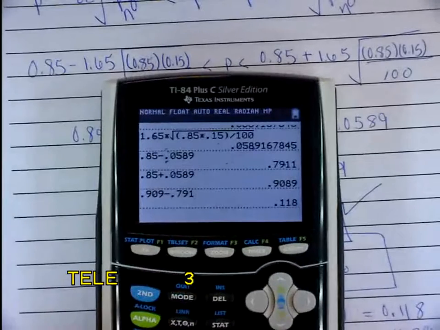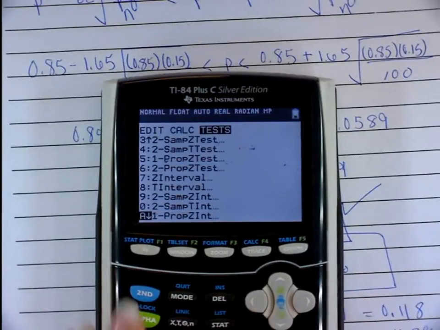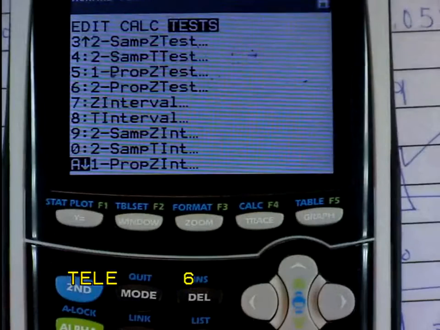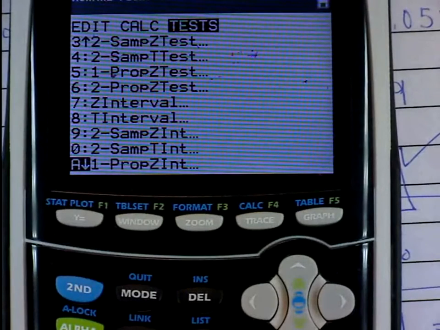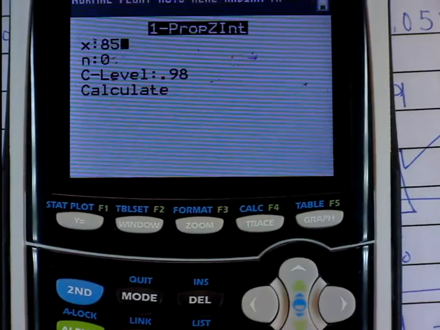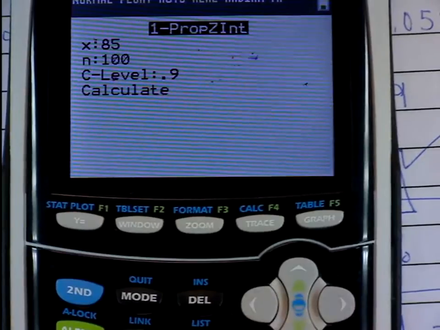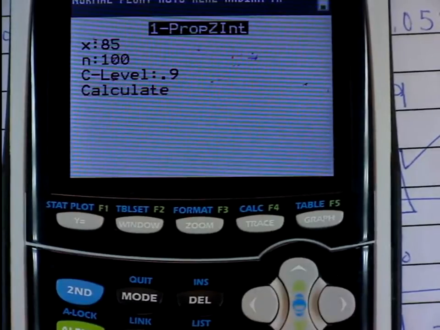Now, you go to Stat, arrow over to Test, and it is, keep on going down, it's letter A. And it looks like 1 prop Z int, but it's 1 proportion Z interval. Stat test alpha A. Enter. The X was 85 people out of 100 are happy, and the C level was 90%. With these proportion intervals, there's not a lot of information you have to put in the calculator. So 85 out of 100 were happy with a C level of 90%.